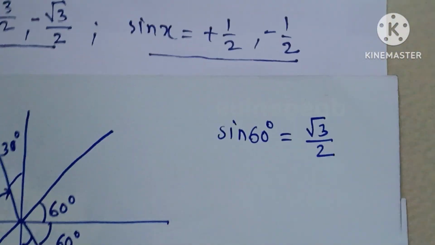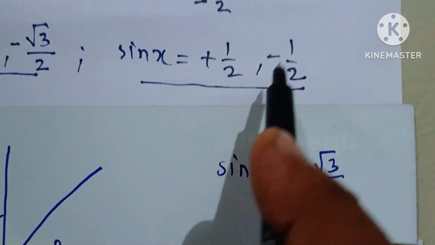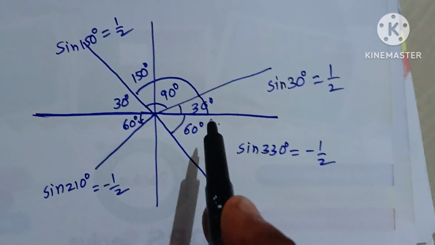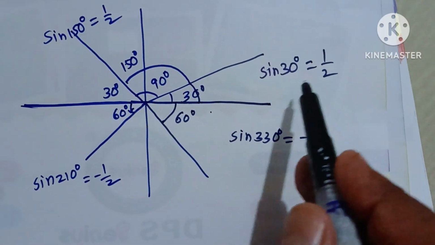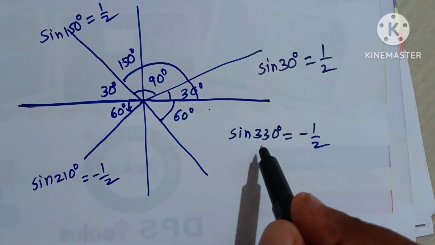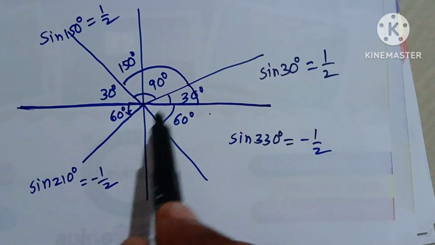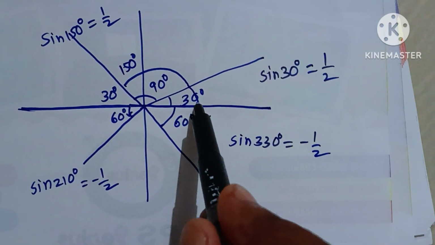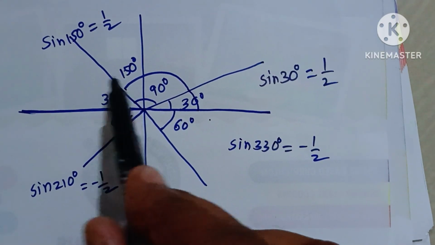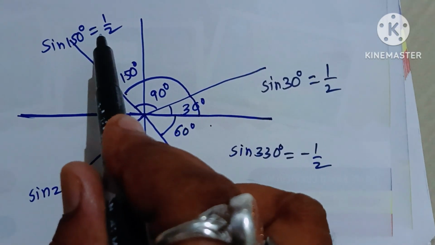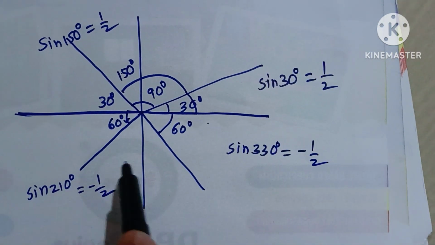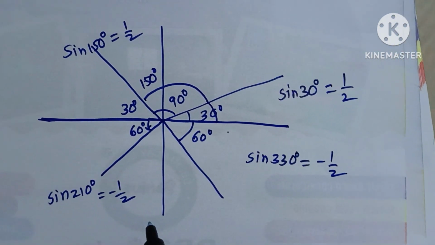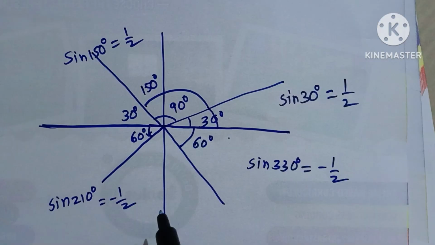Now for the other values of sin x, plus 1 by 2 and minus 1 by 2, another graph is given here. Sin 30 degree is equal to plus 1 by 2 and sin 330 degree is equal to minus 1 by 2. Sin 150 degree is equal to plus 1 by 2 and sin 210 degree is equal to minus 1 by 2. So in this way we can find the values of x.